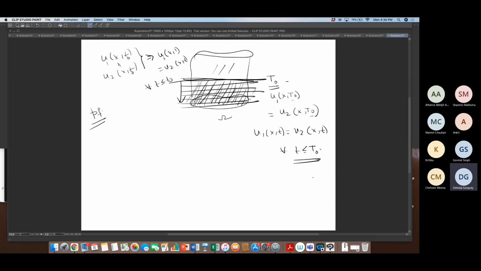Do you know what a log convex function is? Anyone? What is the meaning of that? Do you know what a convex function is? Yes, sir.